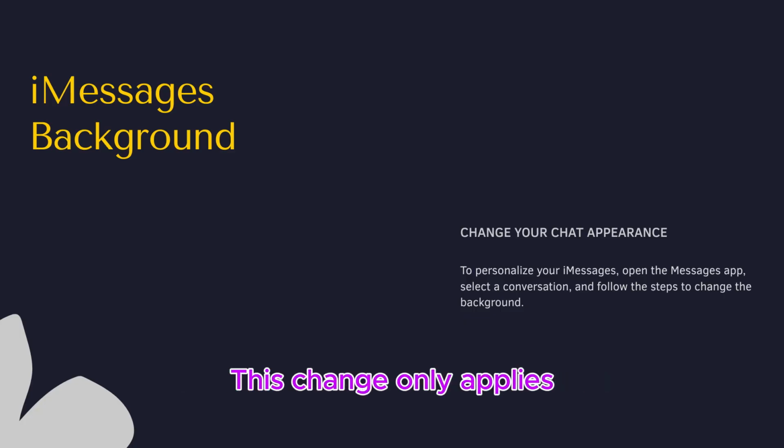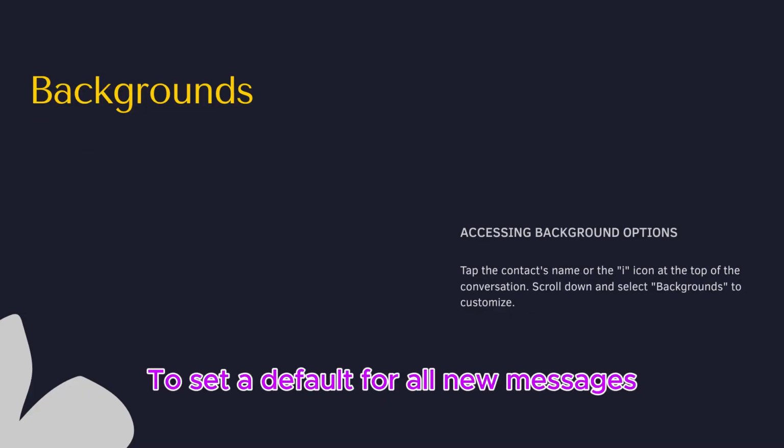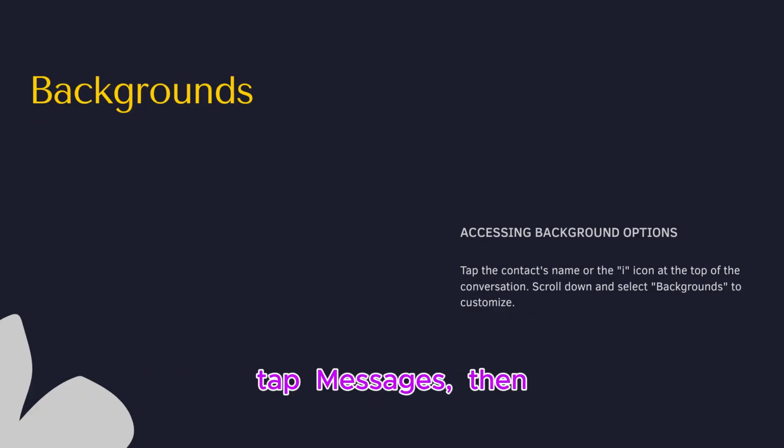This change only applies to this specific chat. To set a default for all new messages, go to Settings, tap Messages, then Backgrounds, and choose a default.